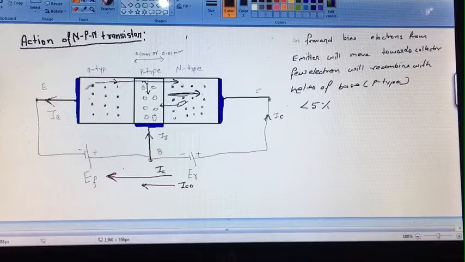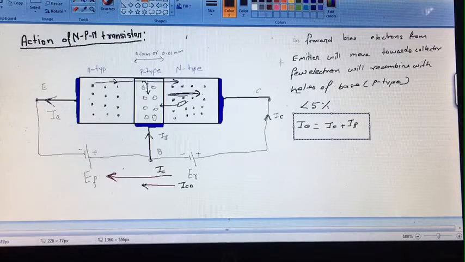Normally for these three terminals we apply Kirchhoff's current law. In that case we can write IE is equal to IC plus IB. It means that the current through the emitter is equal to the current through the collector plus the current through the base. Here the amount of base current is very small.